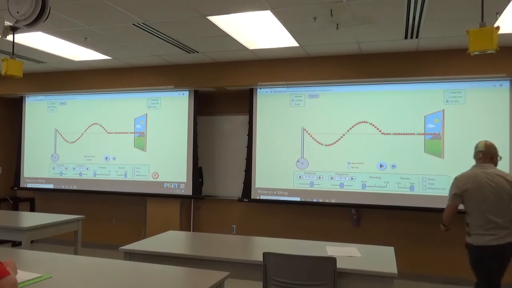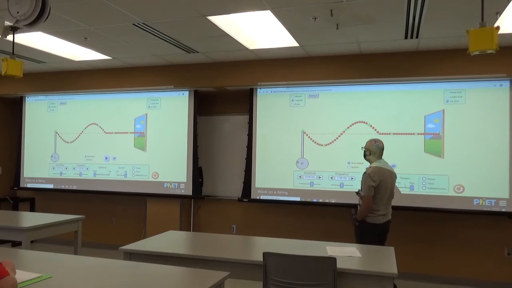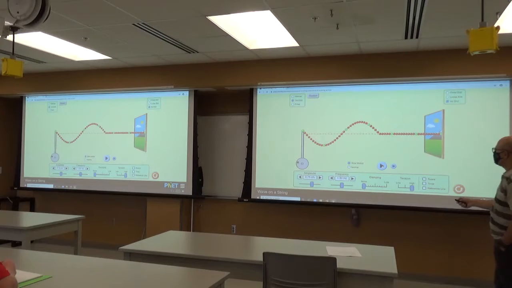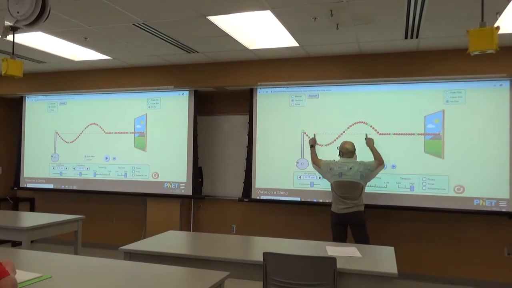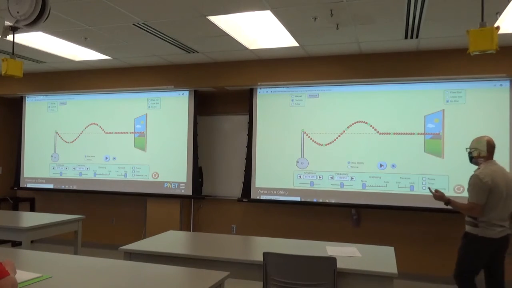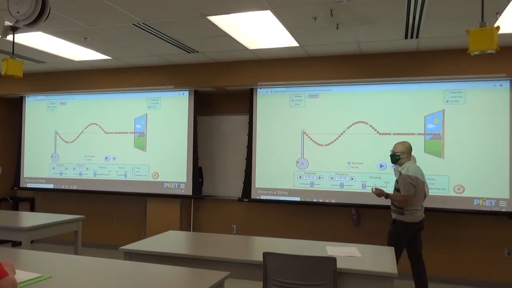Okay? So let's look at that one. So up, back, down. So this executes one complete oscillation, and in one complete oscillation, it produces one complete wave. That's one complete wave, and the length of one complete wave is the wavelength. And the time it takes to make one complete wave, that's the time period.